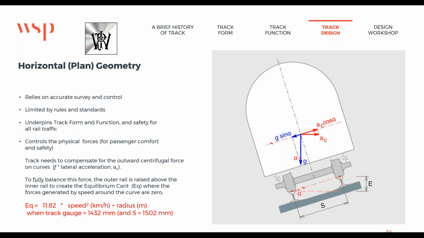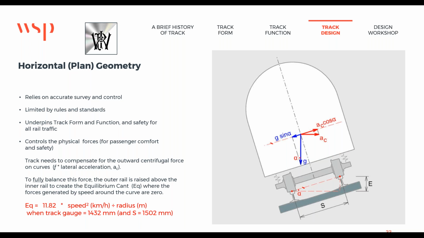Oh, we're getting a bit animated now. So, horizontal plan geometry. It relies on accurate survey and control. Poor survey never creates good alignment. And the individual geometry elements and how they're controlled and combined are limited by rules and standards to ensure safety and comfort. Track geometry underpins track form and function. It provides safety for all rail traffic by controlling those physical forces.